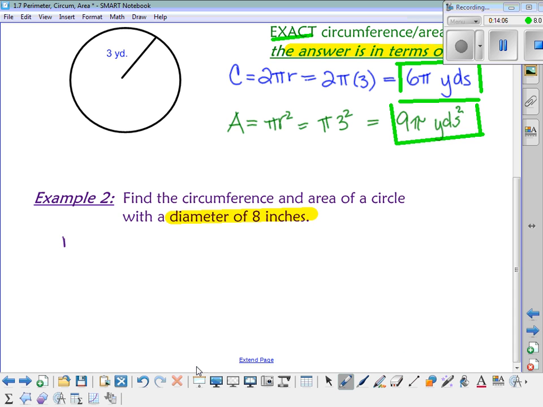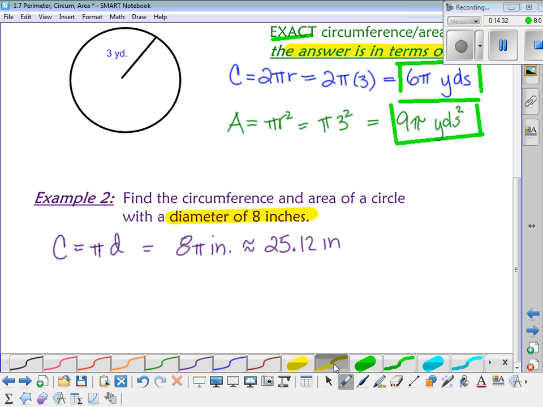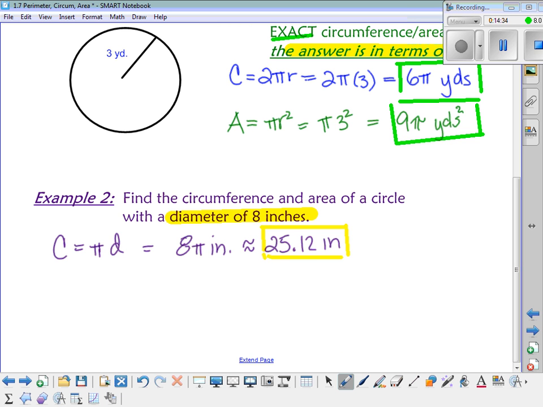So this time I can go ahead and use pi d. Since the diameter is 8 inches, it would just be 8 pi inches. And then if I wanted to know approximately what that was, I would multiply that by 3.14, and I get 25.12 inches. That would be the approximate circumference.